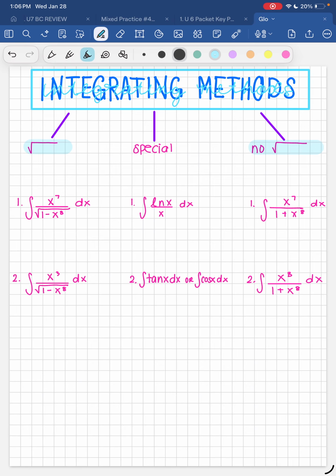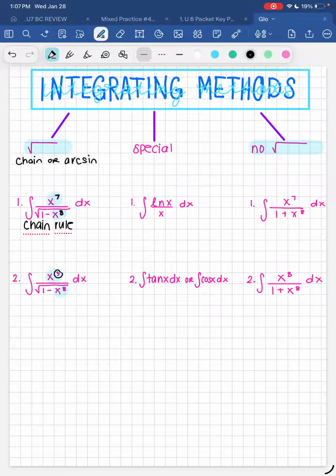If there is a square root, your options for the type of integral are either going to be a chain rule or arc sine. When we're dealing with variables, so x to some power, you're going to compare the terms here and here. When the powers differ by 1, so 7 and 8, then it's going to be a chain rule. When the powers differ by more than 1, so 3 and 8, then it's going to be arc sine.